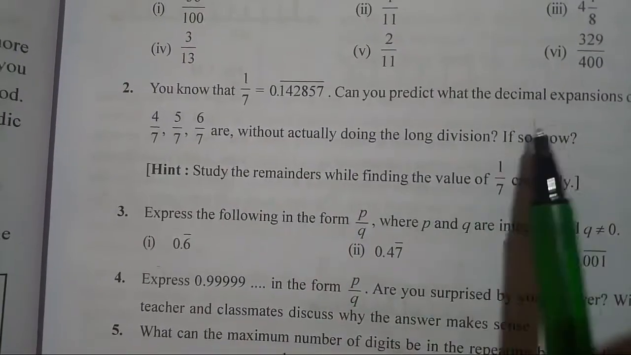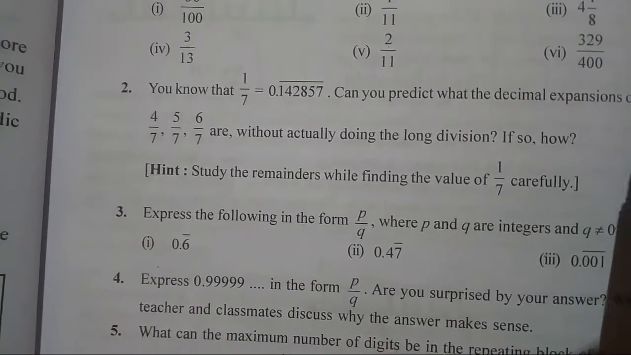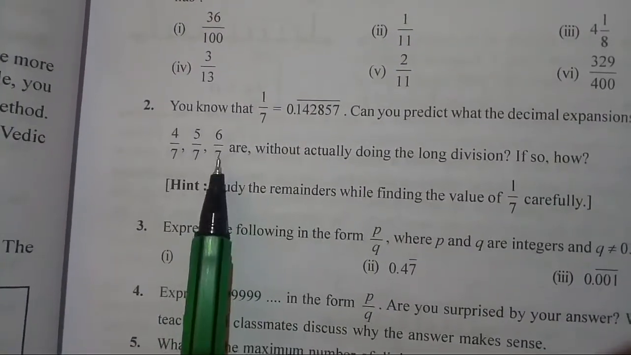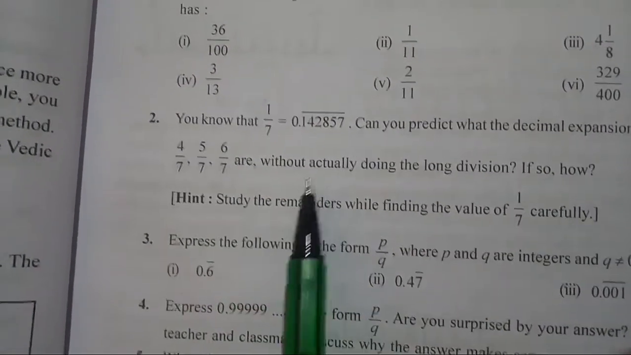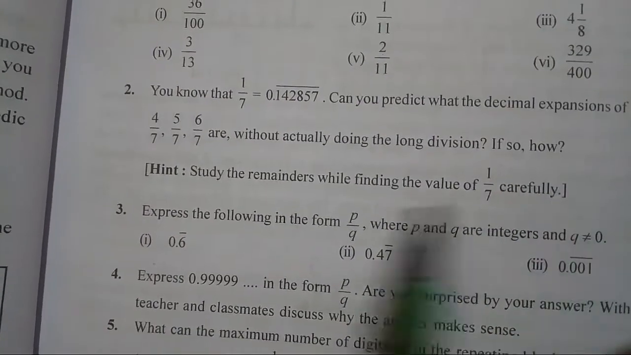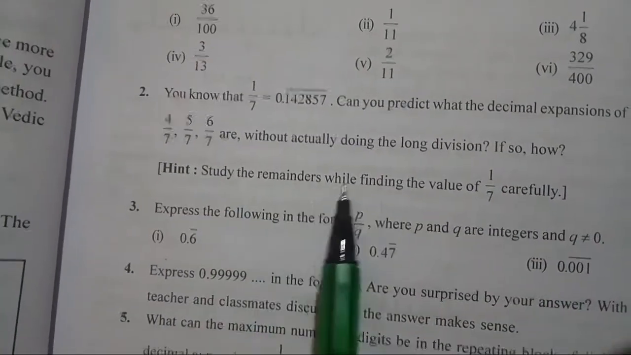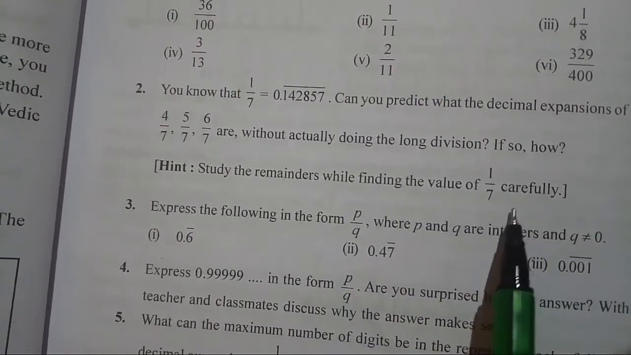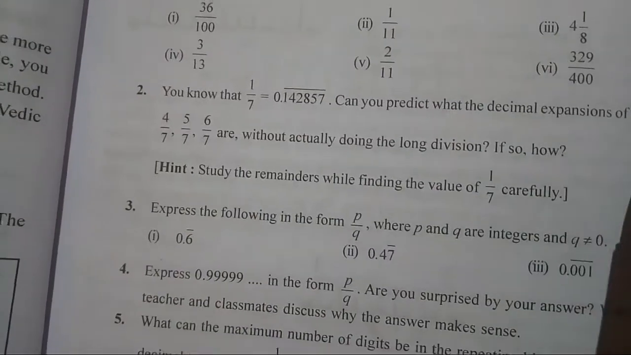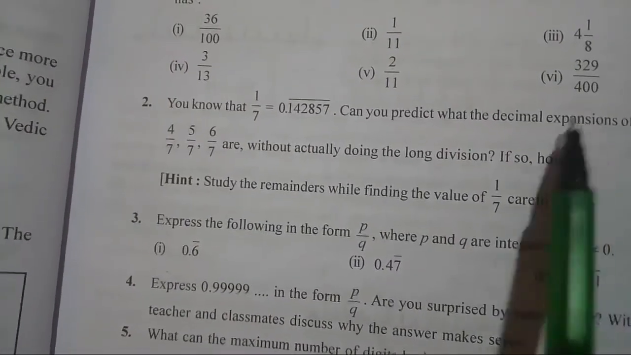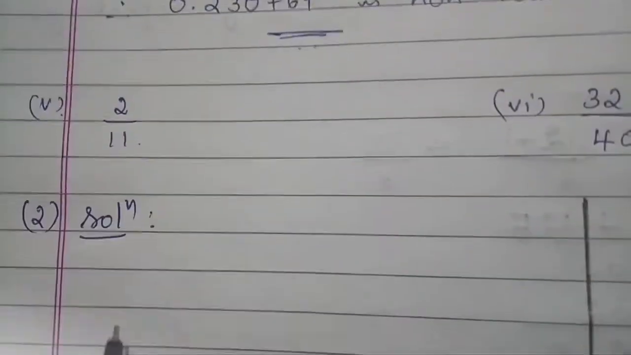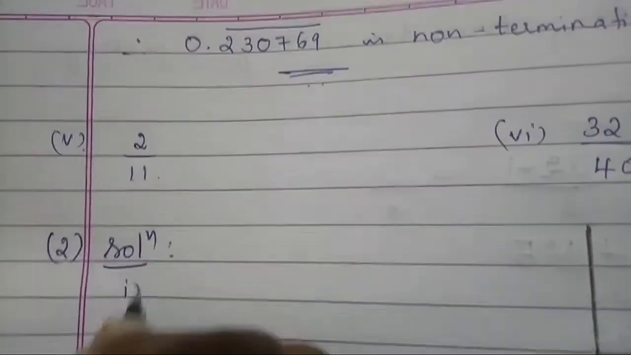Can you predict what the decimal expansions of 2 by 7, 3 by 7, 4 by 7, 5 by 7, 6 by 7 are, without actually doing the long division? If so, how? Hint: study the remainders while finding the value of 1 by 7 carefully. They have already given the value of 1 by 7. We need to find the value of these fractions. In the second problem, I am considering the first one, 2 by 7.